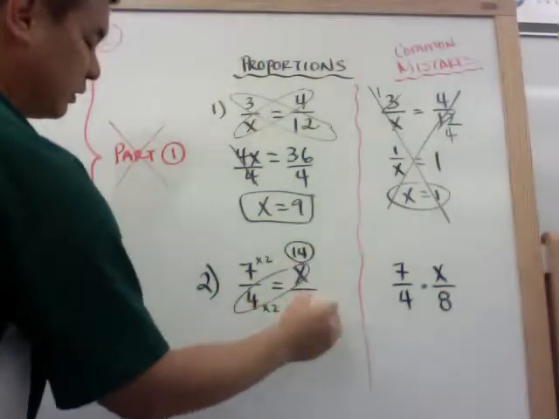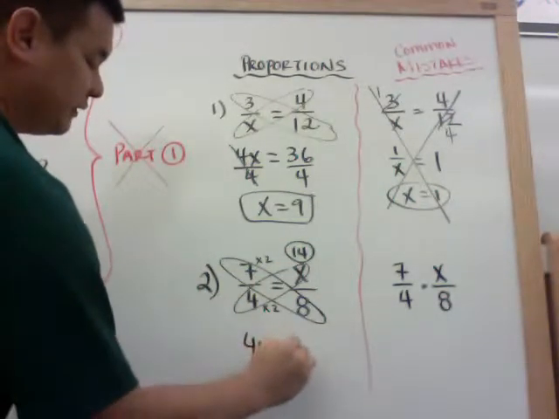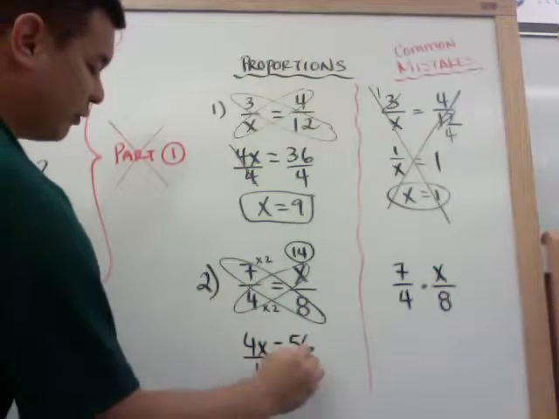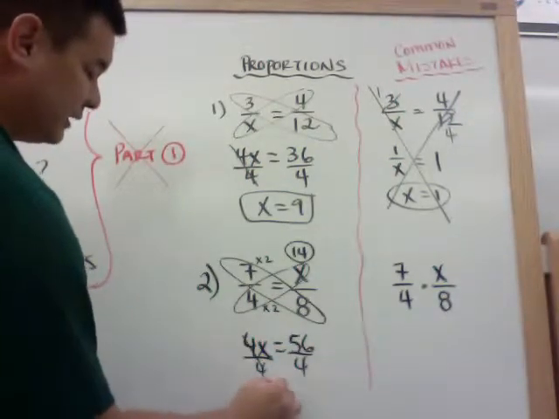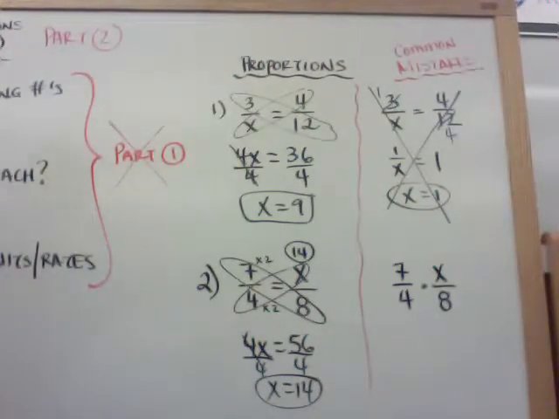Or you could have cross multiplied and you would get 4x is equal to 56, divide by 4, and x is equal to 14. Okay? So either way would work correctly.